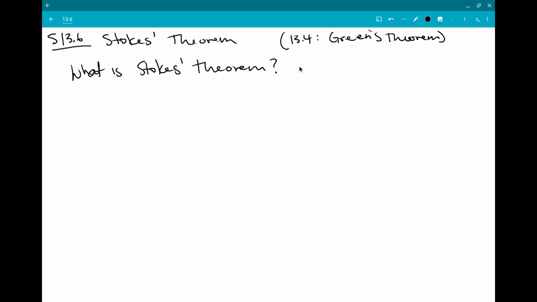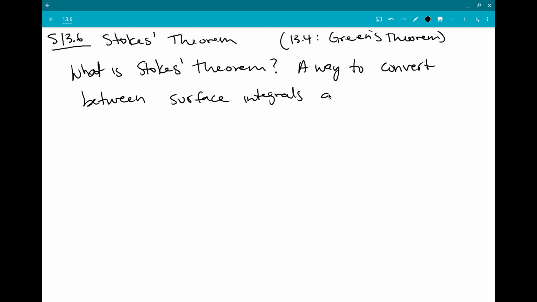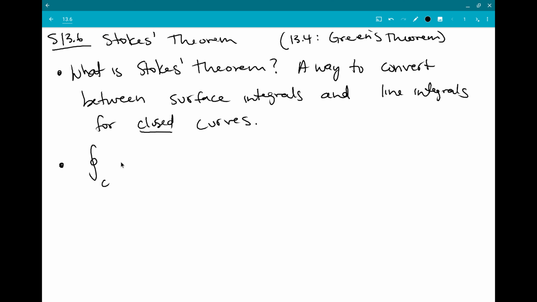So Stokes theorem is going to be a way to convert between surface integrals, which we recently covered, and line integrals for closed curves. The particular way we convert is via this formula. Go ahead and write it down, and then we'll talk about what all of the different parts mean in a second.